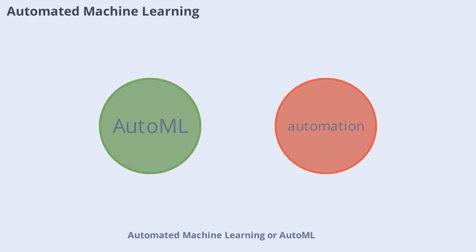Automated machine learning, or AutoML, refers to the process of automating the end-to-end process of applying machine learning to real-world problems. AutoML systems can automatically select the best model, tune hyperparameters, and even pre-process data. This makes machine learning more accessible and accelerates the model evolution process, allowing practitioners to focus on higher-level tasks.